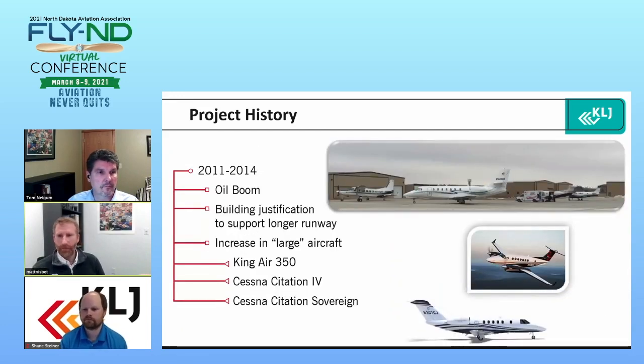Okay, so we fast forward a couple years and the Bakken starts to heat up. There's starting to be a lot more justification for a longer runway. You have larger aircraft operating out of the airport, coming into the airport. King Air 350, some of the Cessna Citation on the larger side started being more frequent users. And lo and behold, the airport may need to extend the runway. So on to the next slide, if you would, Tom.